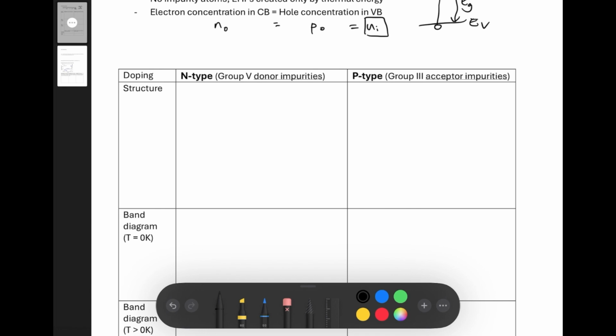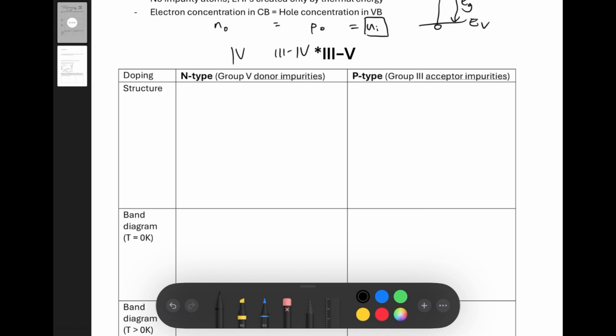N-type doping is where you introduce group 5 donor impurities. For example, I'm just going to use phosphorus in the example. For P-type doping, we introduce group 3 acceptor impurities. As you know, most semiconductors are group 4, or if they are compound semiconductors, they are group 3 and group 5. So group 4 means 4 valence electrons. When you introduce group 5, there's an excess electron, and when you introduce group 3, there's a lack of an electron, so an acceptor. This is why they're called donor impurities and acceptor impurities.